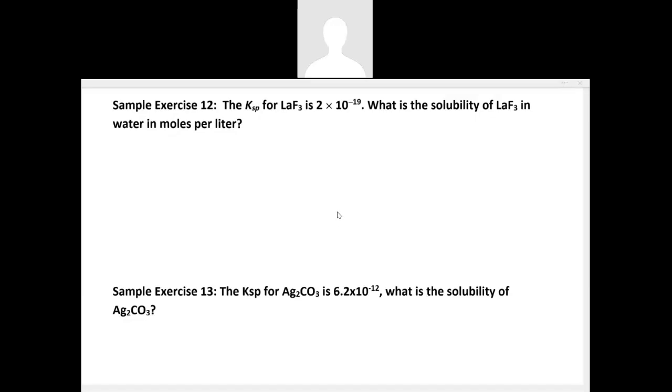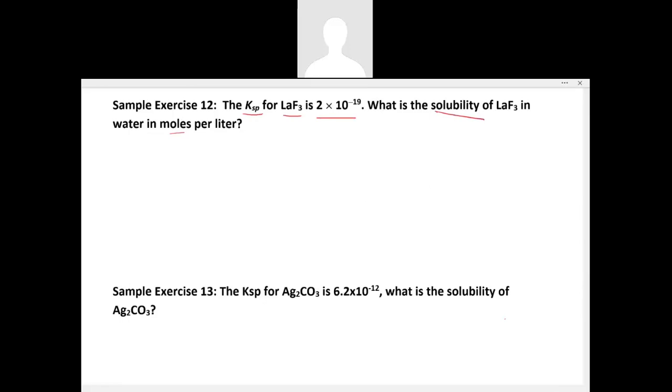In this next video from chapter 17, we're going to take a look at two sample exercises, sample exercise 12 and 13, both of which will utilize the knowledge that we gained about molar solubility and our solubility product constant in previous videos. So let's take a look at what we're given here. We're told that the KSP for this lanthanum fluoride is 2 times 10 to the negative 19th, and we're asked to find the solubility in water in moles per liter. So we want to find the molar solubility.